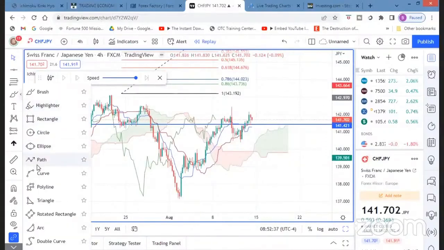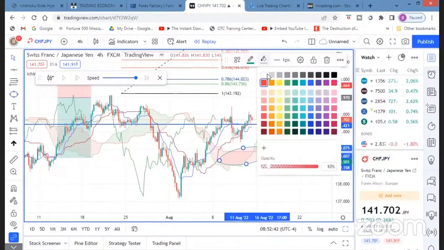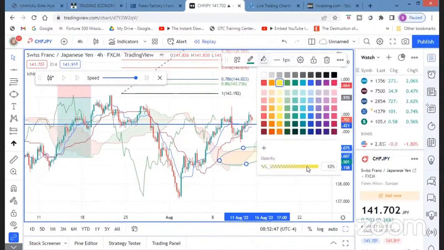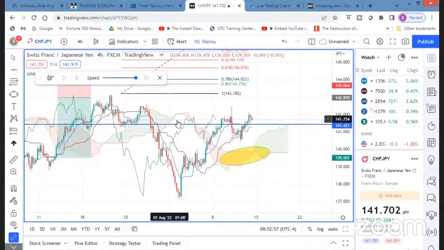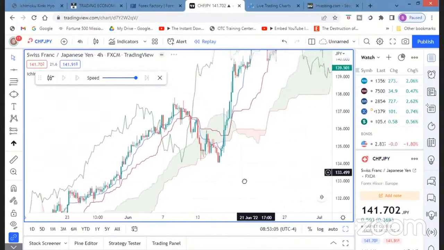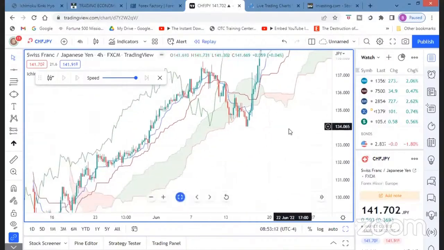Okay. Look at your crossover. Look at that. That didn't come through very good, but yeah. Look at your Kumo twist happening with these pairs. But the only way you get good at it is you spend time on the charts. Like hours and hours and hours.